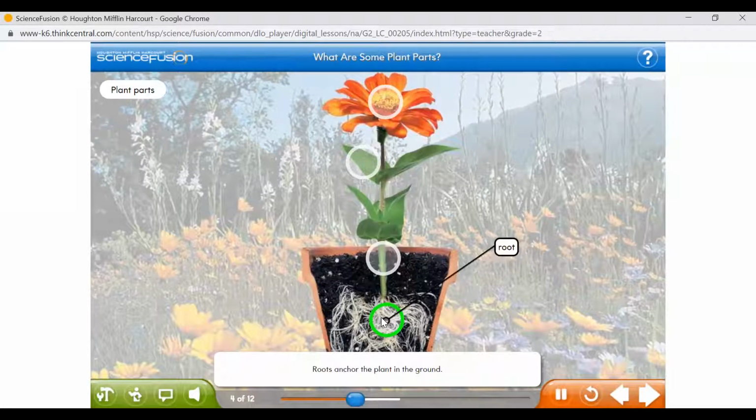Roots anchor the plant in the ground. They also take in nutrients and water from the soil and carry them to the stem of the plant.